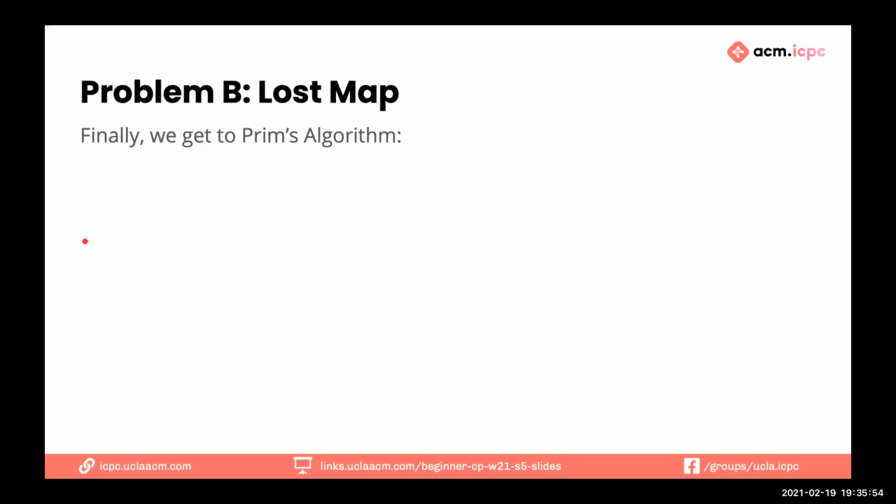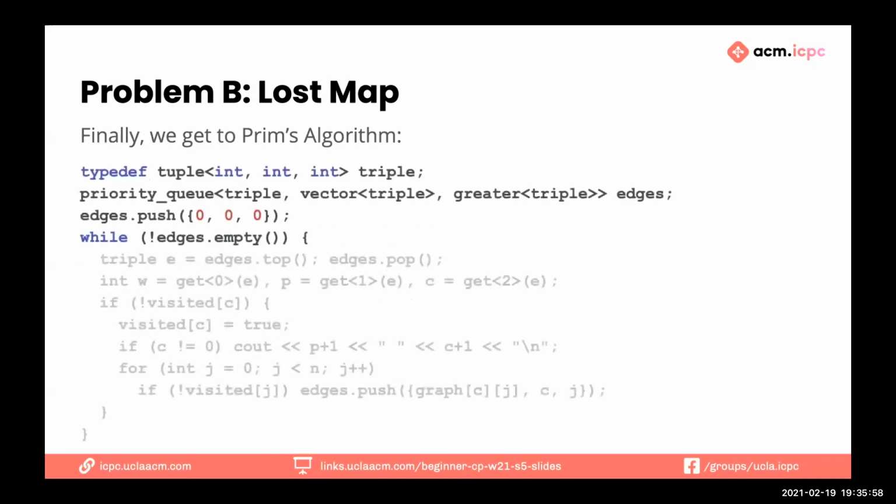Okay, so with that, we can finally get to Prim's algorithm. It's going to be very similar to what we've seen before, but instead we're going to be working with a three tuple instead of pairs, and we'll basically be printing out values, as we'll come to later, instead of adding to a weight.